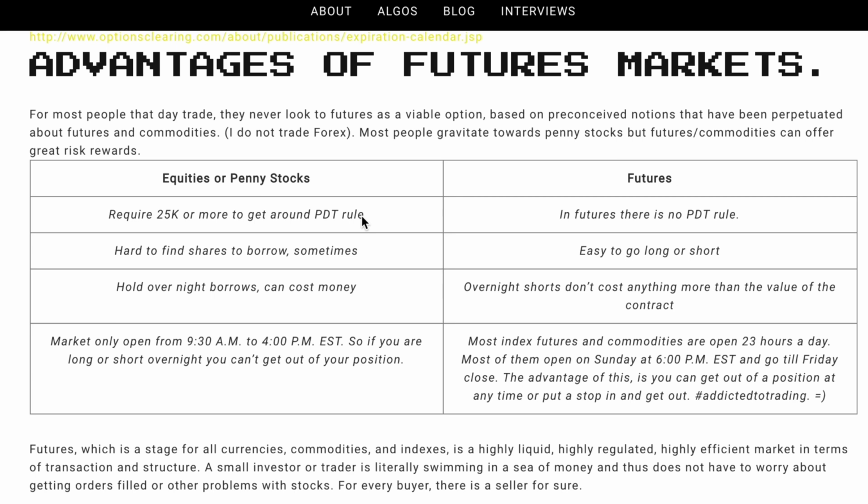Depending on what you want to do with your life and how you want to go about trading, you seriously need to consider this table that I made for the pros and cons between the futures market and equities and generally penny stocks, for whatever you're trying to do.